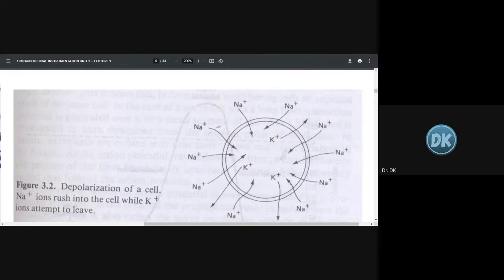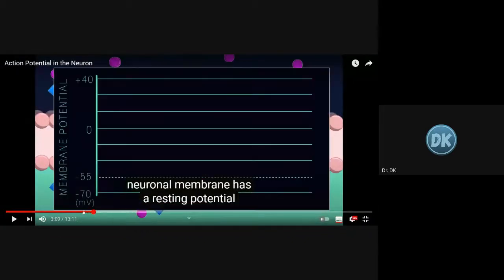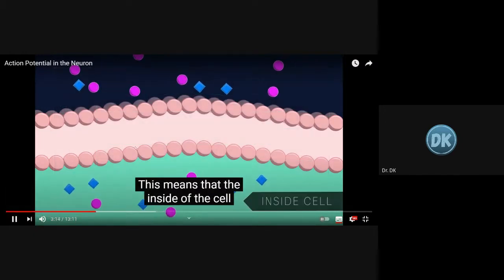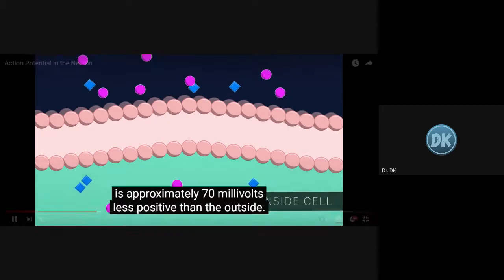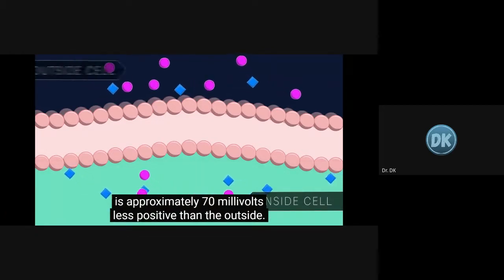So up to this part we have seen. The resting potential is whenever the body is in a resting state, when the neurons are not transmitting any signal, it's called a resting potential of approximately minus 70 millivolts. So the resting potential is approximately minus 70 millivolts for a normal cell. This means that the inside of the cell is approximately 70 millivolts less positive than the outside.